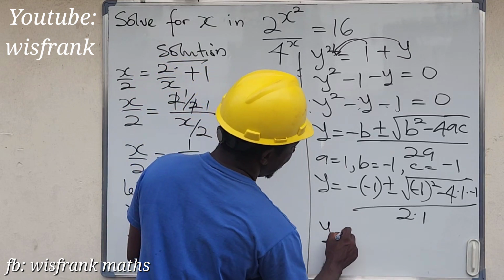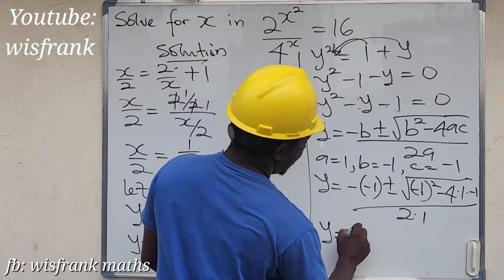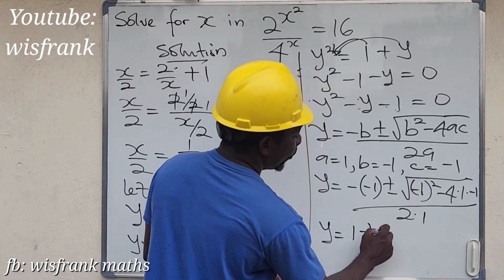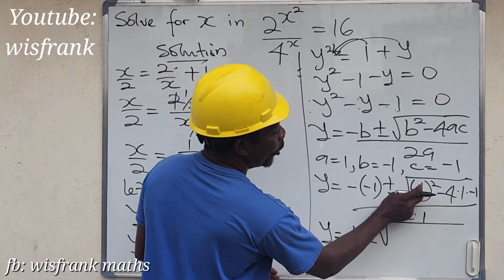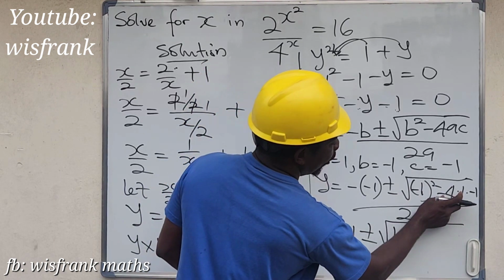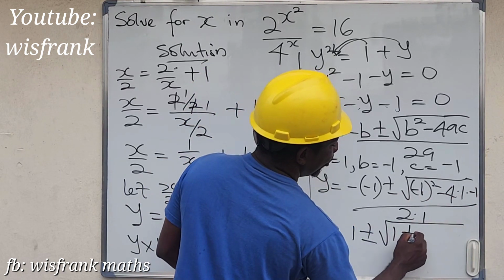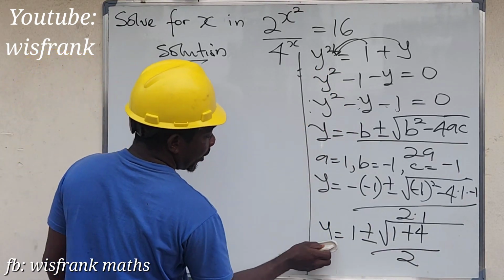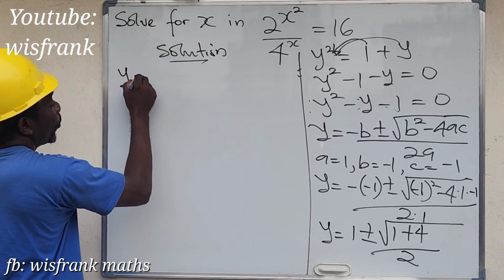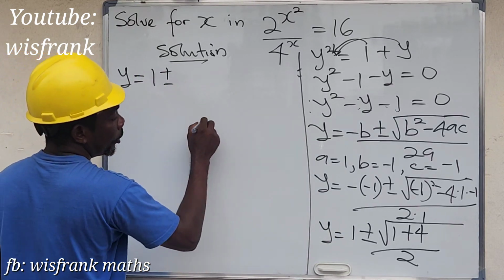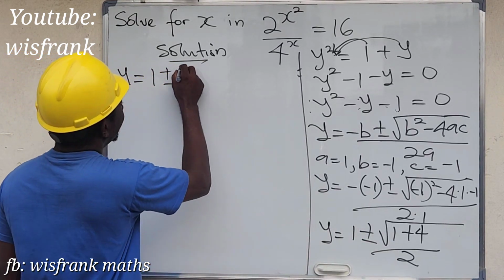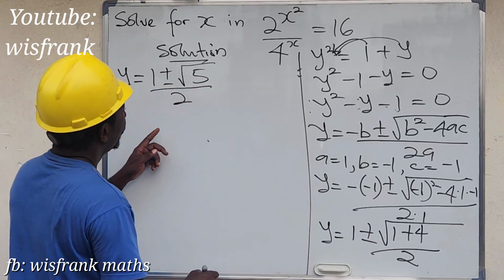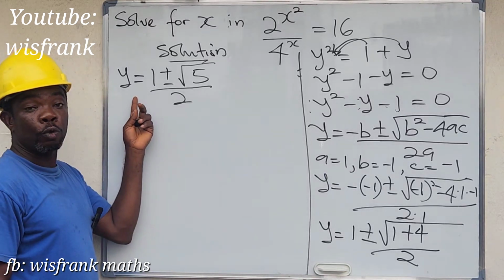So here we have y equals minus times minus is 1, it becomes plus 1. Then we have plus or minus the square root of minus 1 squared, which is 1, minus 4 times minus 1, which is plus 4. Then we have all over 2. We need to clean this. So we have y equals 1 plus or minus the square root of 5, since 1 plus 4 is 5, all over 2. So this is the value of y that we have.